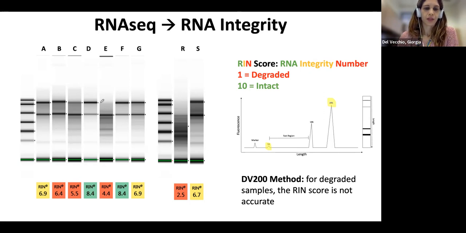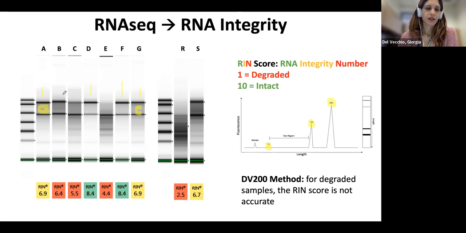So these two here are 8.4. This is 6.9, and you can see the degradation here. The region in between the two ribosomal peaks is darker, which means that you have some fragments there. So you have degradation. While here, when you have 8.4, it's quite clear.